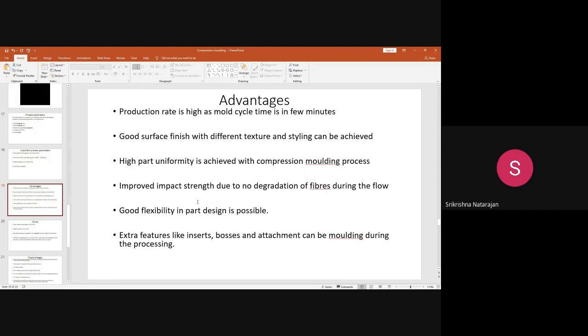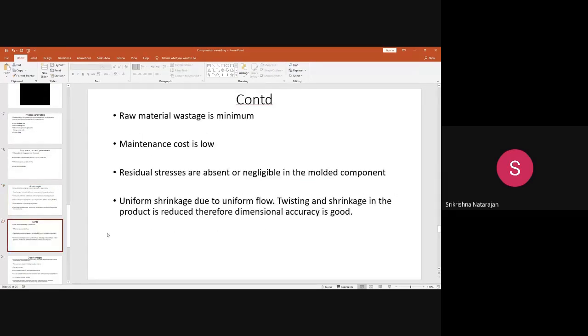Good flexibility in part design, that is possible depending upon what type of design you need. You can do this process. And another thing is, you can add extra features like inserts, bosses, and attachments. These can be added inside this composite. That is possible. And raw material wastage is minimum. This is also advantageous. And maintenance cost is low. And residual stresses are absent or negligible in the molded component, so that once it is stamped, it is ready, and there won't be any residual stresses left.